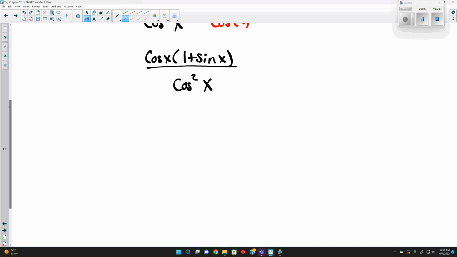I'm going to leave it in this form here. Now, if you went on and multiplied it, that's fine. But the reason I left it unmultiplied is that we have cosine of x times 1 plus sine of x over 1 minus sine squared of x.